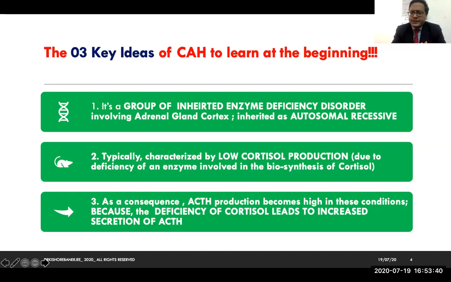So the common features are that they are typically an autosomal recessive inherited group of diseases, characterized by a defect in hormone biosynthesis in the adrenal cortex. If one hormone cannot be synthesized, then the intermediates get channelized to produce other hormones, and an excess of other hormones is synthesized, either sex steroids or mineralocorticoid. But the common thing is that cortisol synthesis is usually defective. So in all of them, cortisol synthesis would be low. And the third feature: as cortisol is low, ACTH would be high. These are the key concepts you need to understand at the very beginning about congenital adrenal hyperplasia.